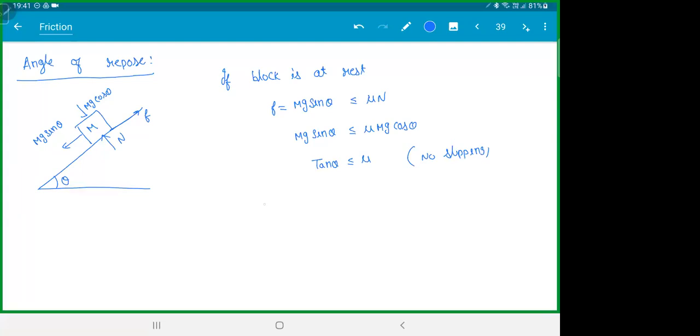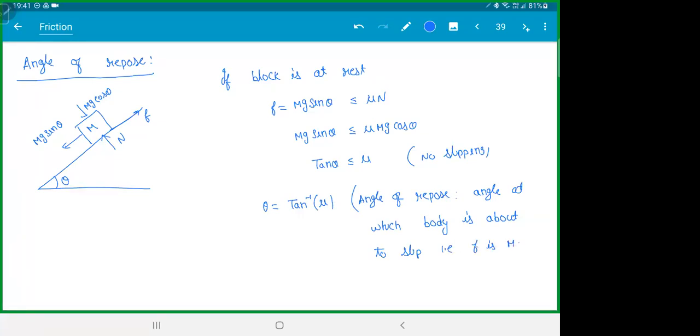So angle of repose is defined as theta equals tan inverse mu. At this angle, this is called angle of repose. This is the angle when the block is about to slip. So angle of repose is an angle at which the body is about to slip, or F is maximum. So this angle is called angle of repose.